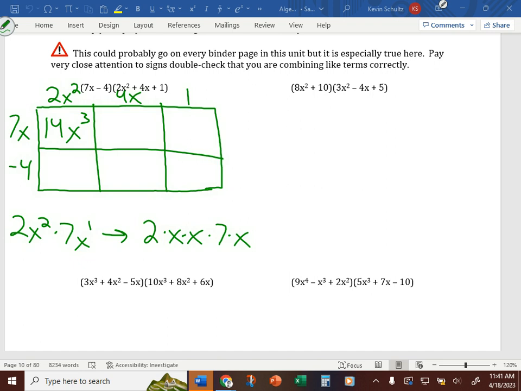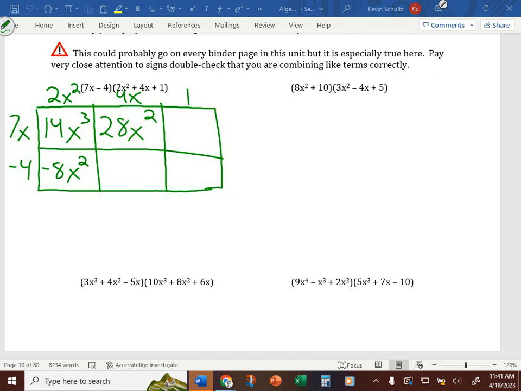2x squared times -4. The -4 doesn't have an x, so this is just going to be -8x squared. We only have to multiply the coefficients. The x squared just kind of tags along, nothing to multiply with the -4. 7x times 4x is going to be 28x squared. They both have an x, so two of them is going to be x squared. -4 times 4x is a -16x.